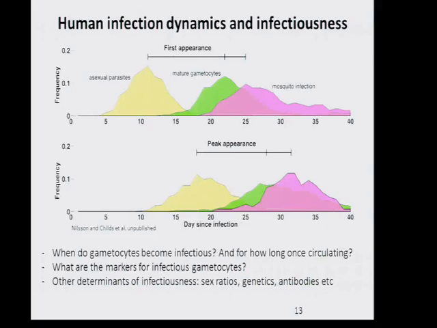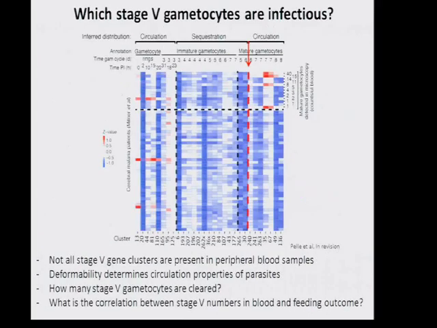But of course, we don't know which of these mature gametocytes, and at which point once they are mature, are infectious. We don't exactly know how long they circulate. And of course, we also know that there are other factors, like the sex ratios, the genetics of the parasite, and human immune responses, that determine the infectiousness of a sample. But this is just now the last slide here. There are some interesting things that we can do to get at the question of infectiousness.